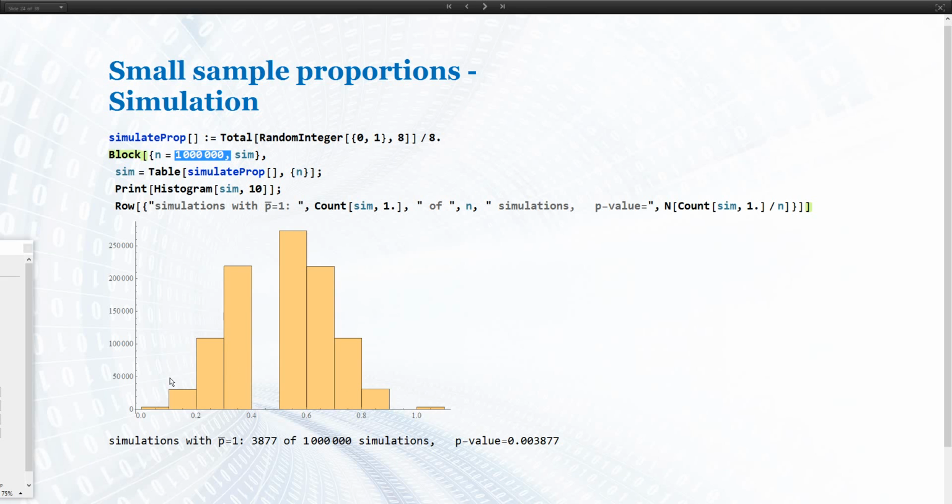Octopuses. So there is a small number, 3,877 from 1 million, that got 8 successes in a row. That's the distribution. So the chance is actually 3,877 divided by 1 million, or 10 to the 6, so 3.9 times 10 to the minus 3. So 3 promille chance. Small, very small chance.